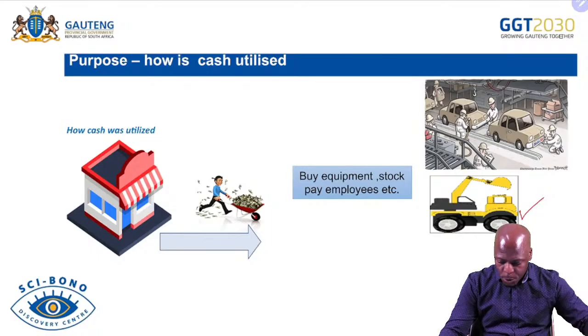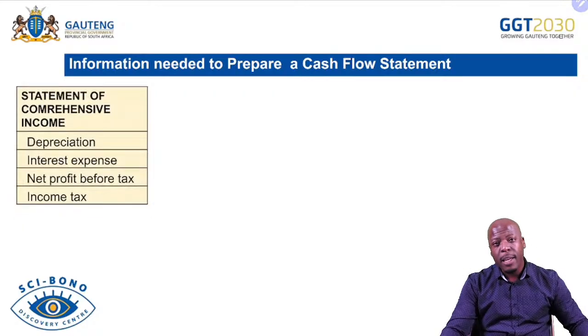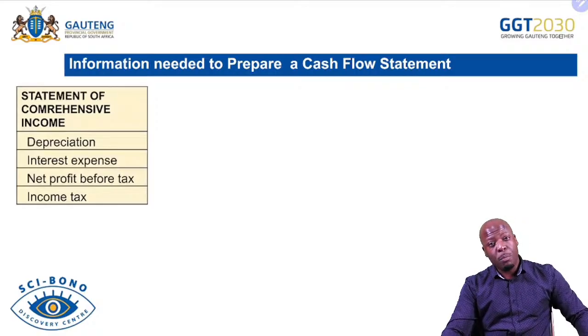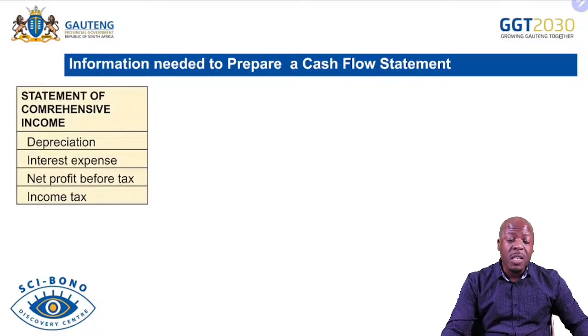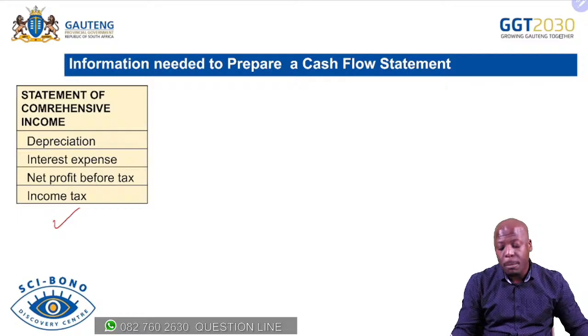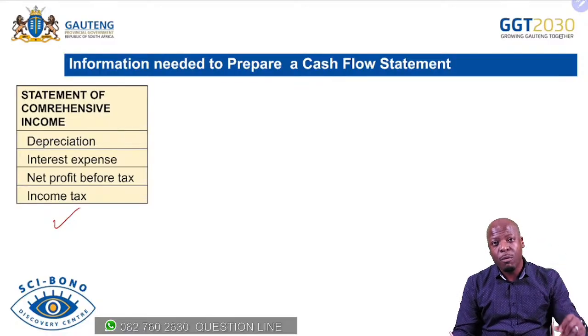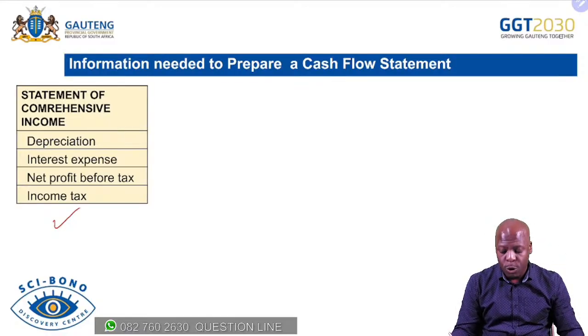Okay, I want us to quickly move on now, and you see we're going to talk about where do we get the information to prepare a cash flow statement. Where do we get the information if we are to prepare a cash flow statement? Our first place to go to look for information is what we call the statement of comprehensive income, that is your income statement. So if we are going to prepare a cash flow statement, you must have the income statement in mind. And remember, you've already done this in your schools.